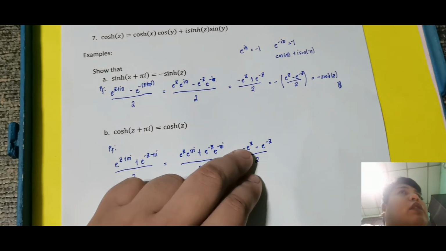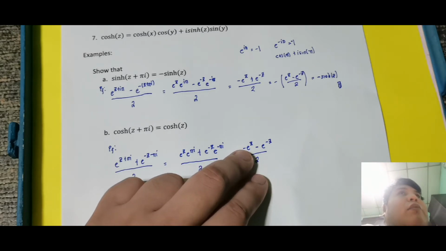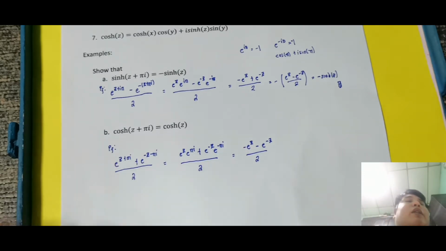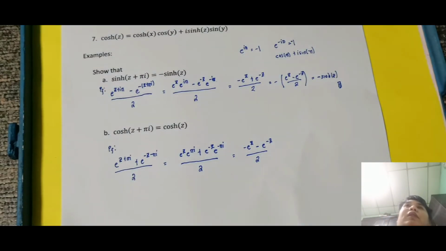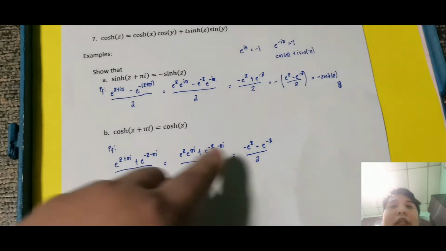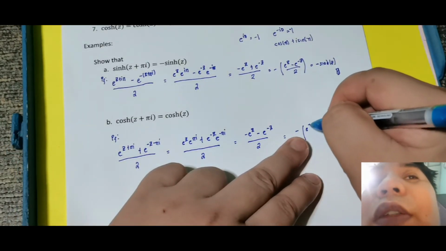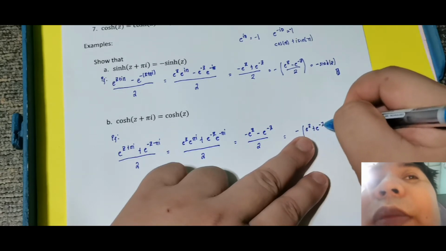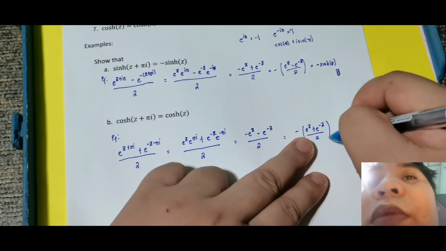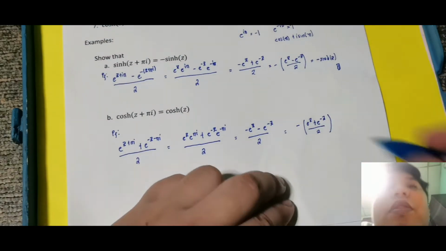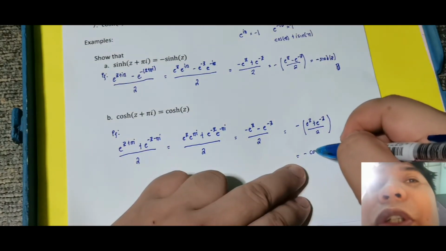Tama, kasi that is cosine π plus i sine π. Cosine π is negative 1. Okay, yung e raised to negative πi, that is negative 1 din, tapos 0. So, parehas silang negative 1. Okay, so ano nangyari? Lalabas yung value na parehas negative. So, parang lalabas na value dito is negative ng e raised to z plus e raised to negative z, all over 2. Ito yung pinagtataka ko, sir, which is equal sa negative cos of z.